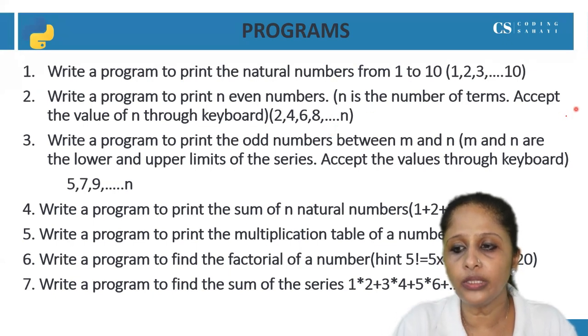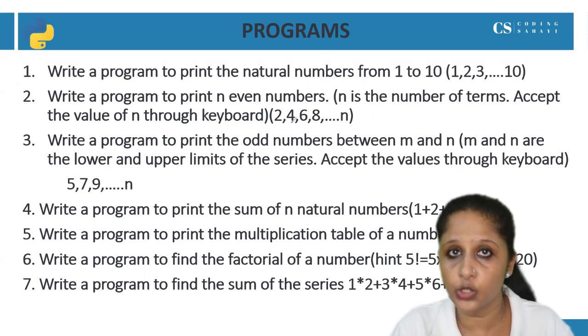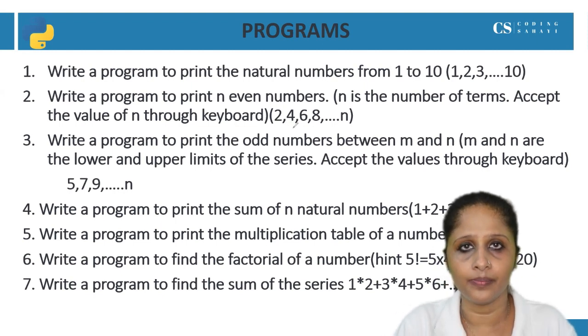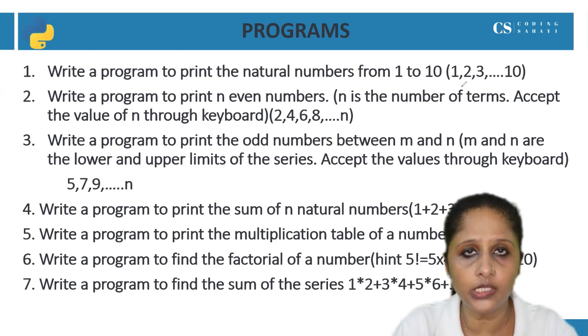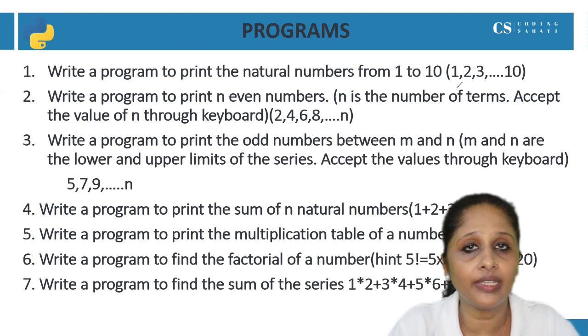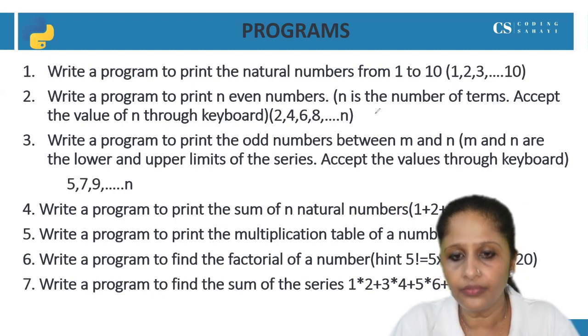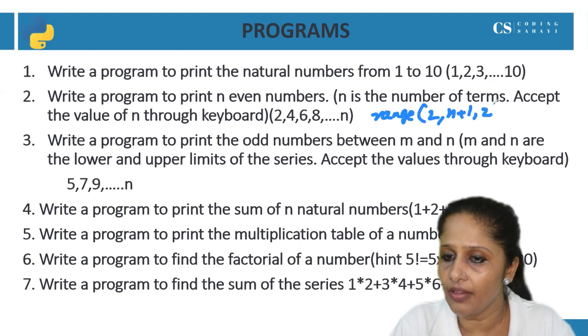One more thing. Here we have 2, 4, 6, 8. What is the difference between these two values? It is 2. So in the range function, how can we give this? In the previous case it is 1, 2, 3, so the difference is 1. There is no need to give the step value because by default the step value is 1. But here you need to give the step value. So the range will be like 2, then n plus 1, then 2.